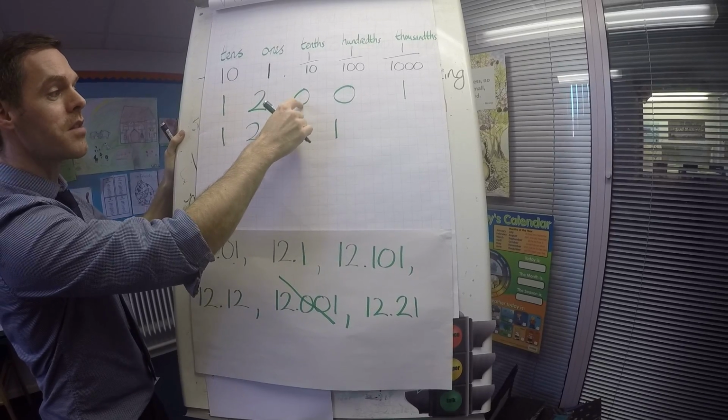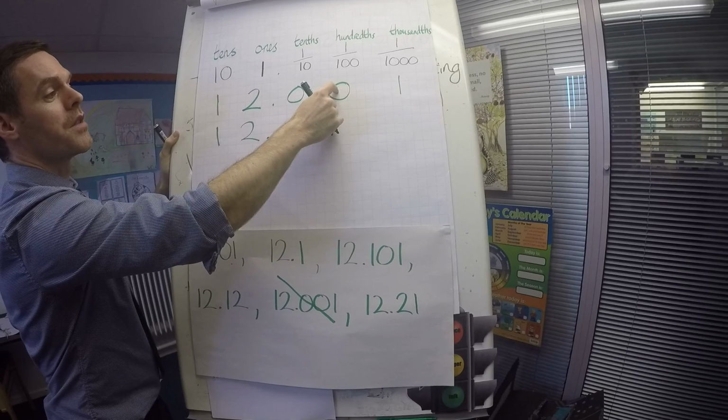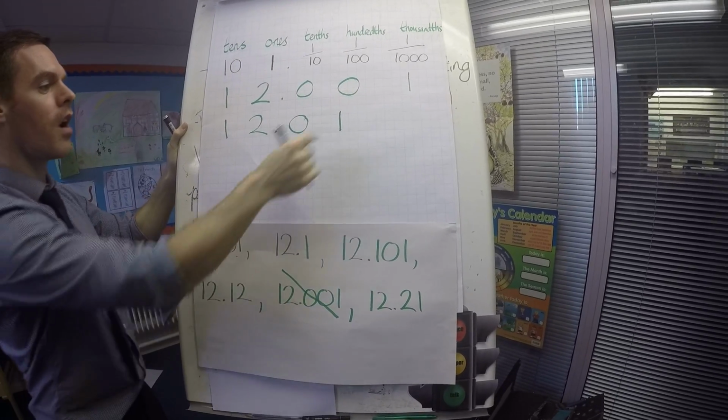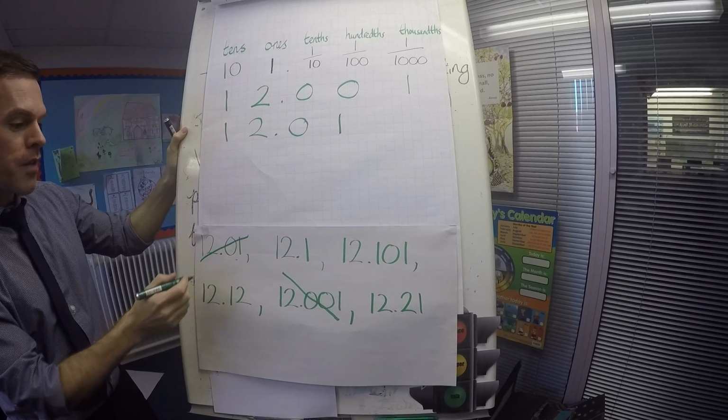It's bigger than this number because it's got 1 hundredth, and this number has got 0 hundredths. And we know that hundredths is bigger than thousandths. Right, I'm going to cross that number out. I've now got 4 left.